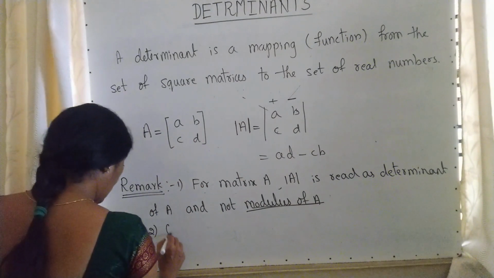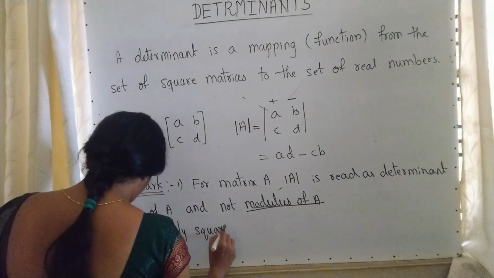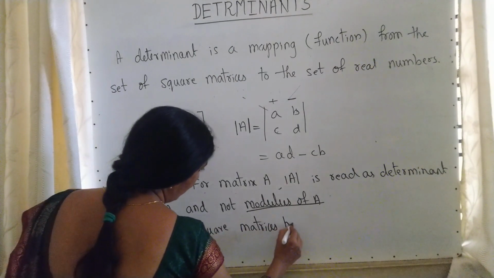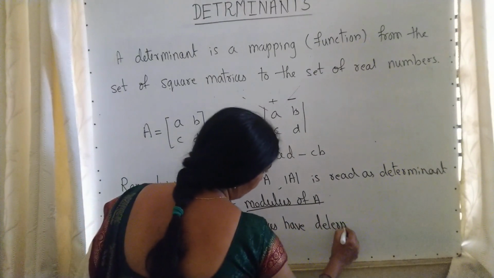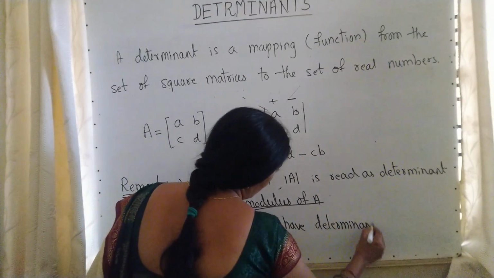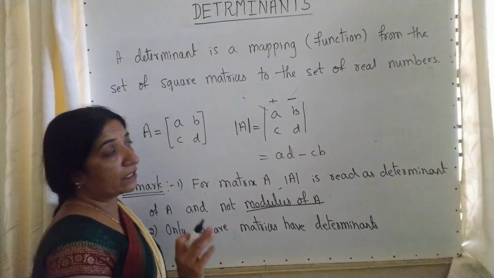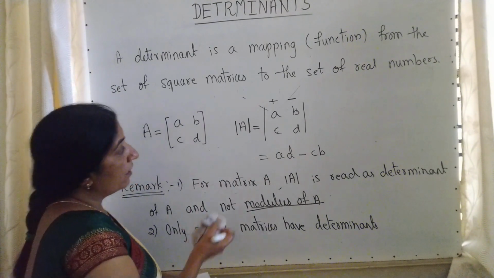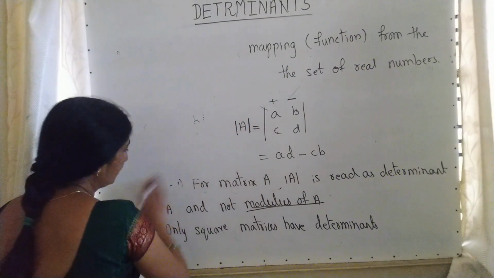Second one, only square matrix. Only square matrices have determinants. Understood? So first only I told you, only square matrix we are using. It is a continued part of the matrices. Now I am explaining each and every one step by step.